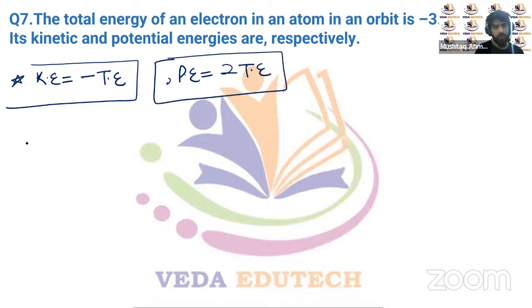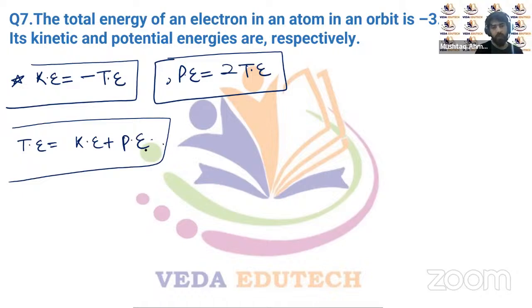An important point is that the total energy is equal to kinetic energy plus potential energy. So these three relations have to be kept in mind with respect to the kinetic and potential parts of the total energy of an electron in a hydrogen atom. Now it's given that the total energy is minus 3.4 electron volt.